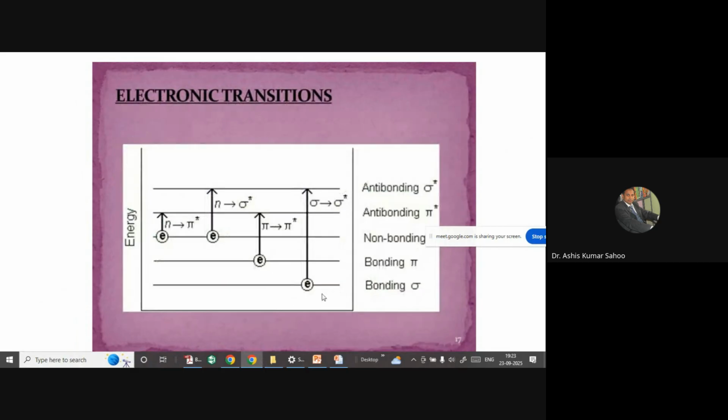Here a sigma electron can jump to sigma star. Sigma is bonding, then pi bonding, then non-bonding, then anti-bonding pi star. Sigma has lower energy, sigma star has higher energy. Pi is bonding, then pi star is anti-bonding. So we have sigma, pi, non-bonding, pi star, sigma star. So we have the transitions sigma to sigma star, pi to pi star, n to pi star, n to sigma star. These are the possible electronic transitions in every molecule.